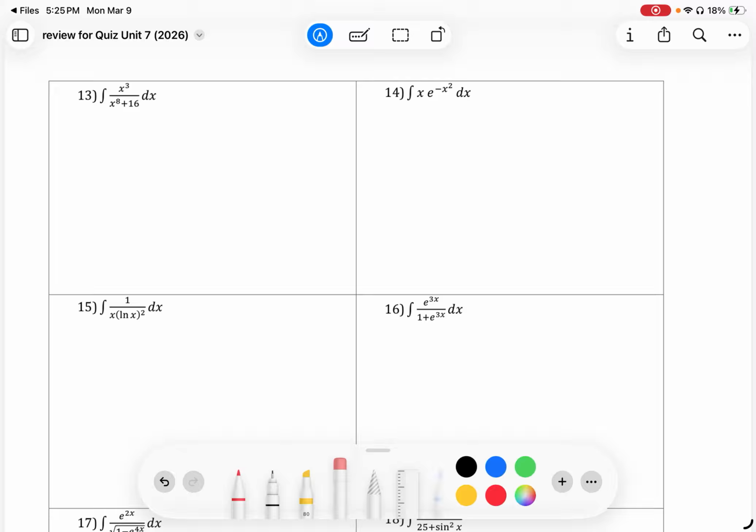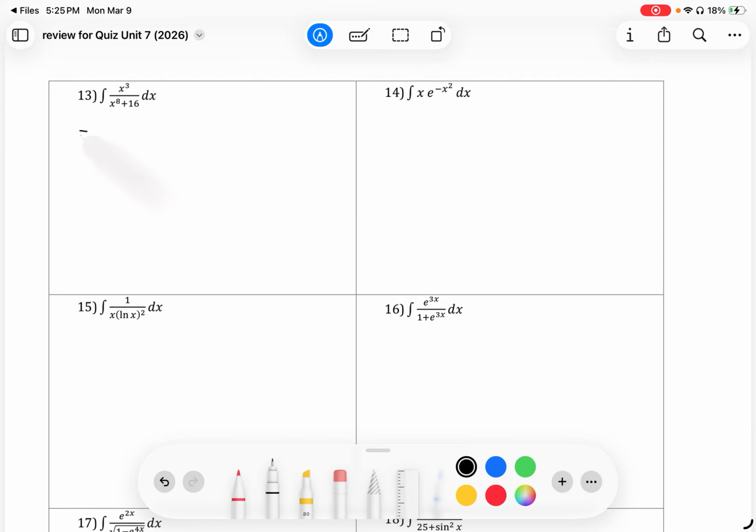All right, so continuing where we left off, this time with number 13. For number 13, I don't think u sub is going to work because the derivative of x to the 8th is not x cubed, at least not u sub directly. So I'm wondering if we can rewrite this in something that looks more like an arctangent.